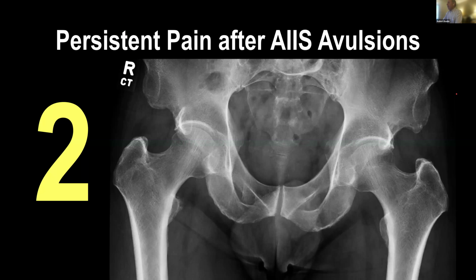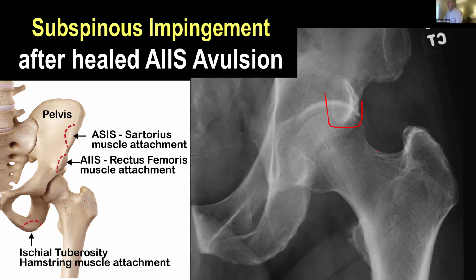It turns out that sometimes these fractures will heal, but there will be some hypertrophic bone that is present. Here, it was present actually bilaterally. And although we often are talking about femoroacetabular impingement, there are other types of hip impingement that occur that are so-called extra-articular forms, this being one of them. And this hypertrophic bone, after healing of an avulsion fracture, predisposes patients to subspinous impingement.